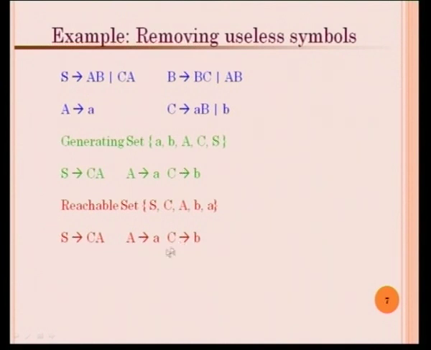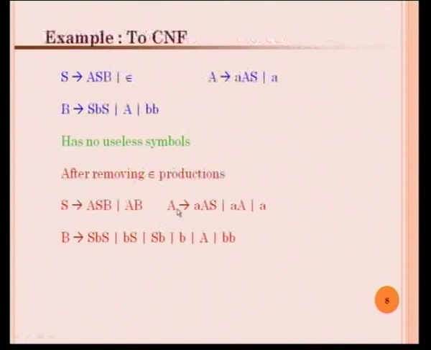So the resulting productions are S derives CA, A derives small a and C derives small b, and the language is going to be BA. This is how we eliminate the useless symbols available in the grammar.